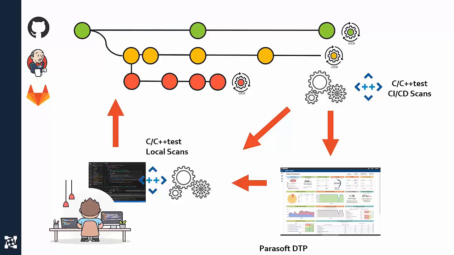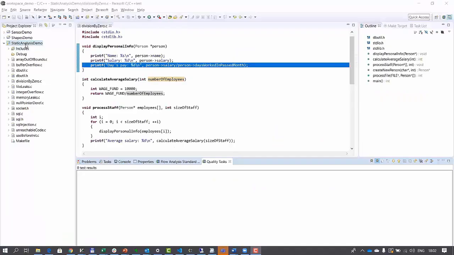So let me bring up our solution. What you can see here is C++test Professional. It's available as a plugin to Visual Studio, Eclipse and Eclipse-based embedded IDEs. We also support Visual Studio Code. I have a couple of example projects that I will be using for the demonstration.